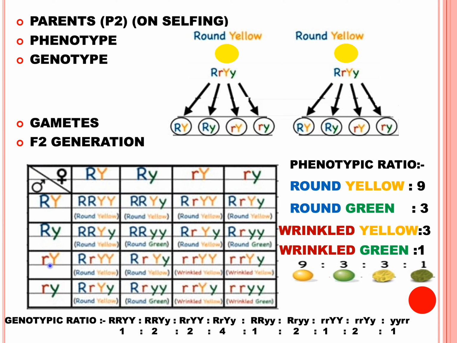Now see again another combination, a male gamete with small r, small r with capital Y fuses with the female gamete with small r and small y, then the genotype would be, this time, small r, small r, capital Y, small y.